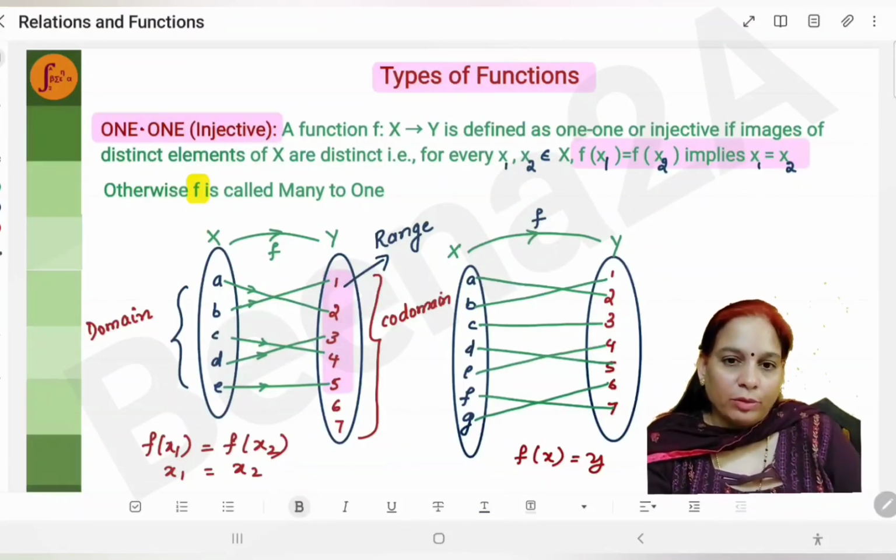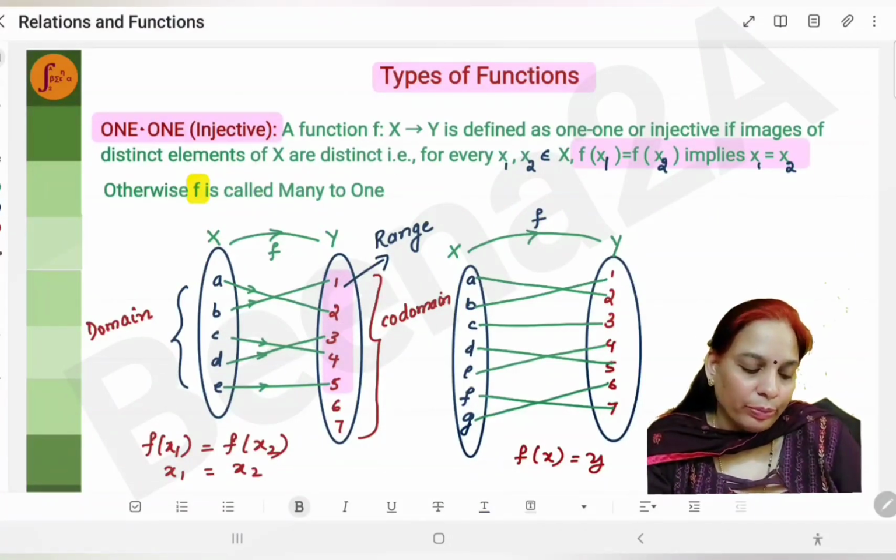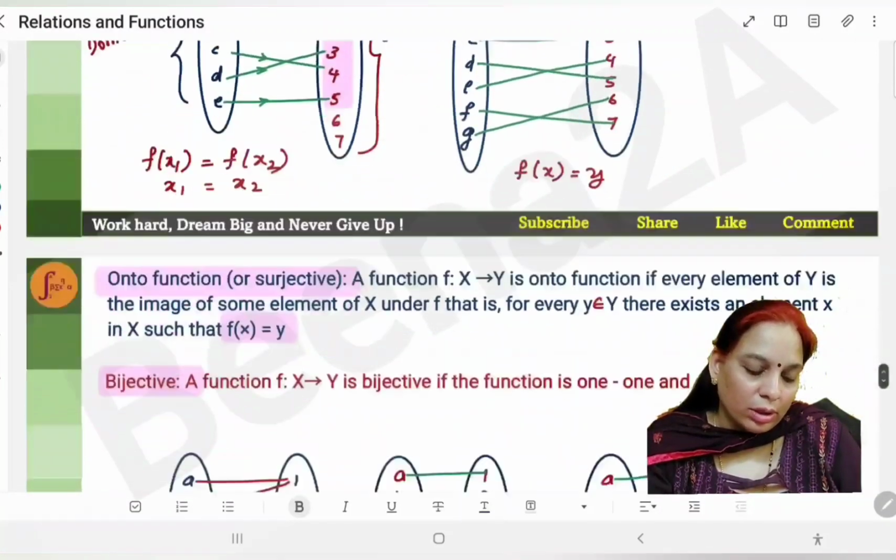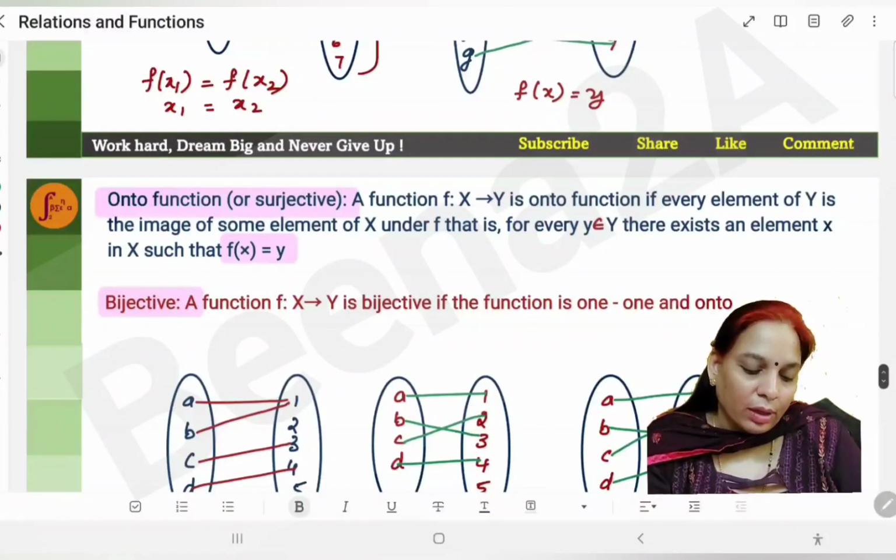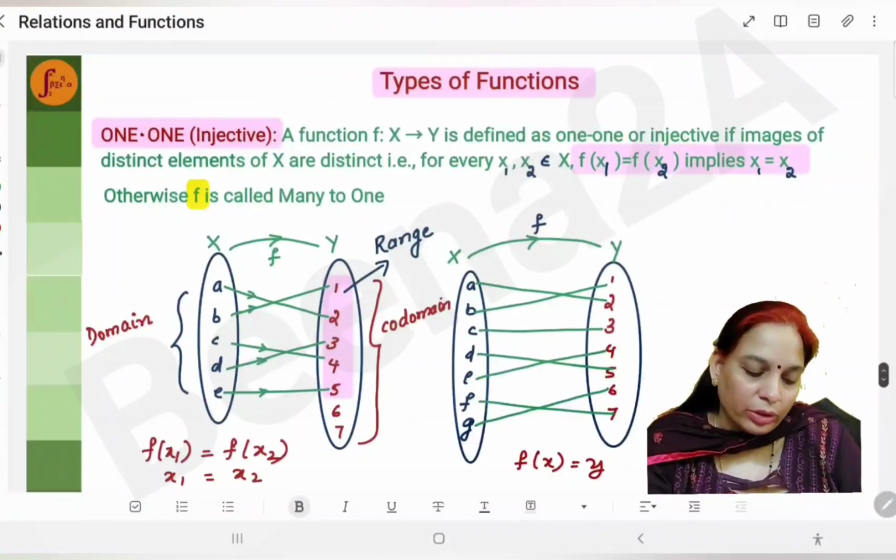So we'll go through two types of functions, one-one and onto. One-one is also called injective and onto is also called surjective. Now what is a one-one function?